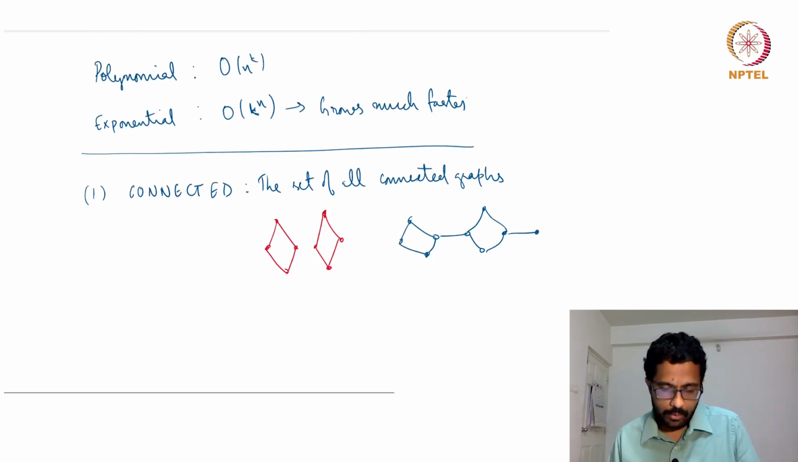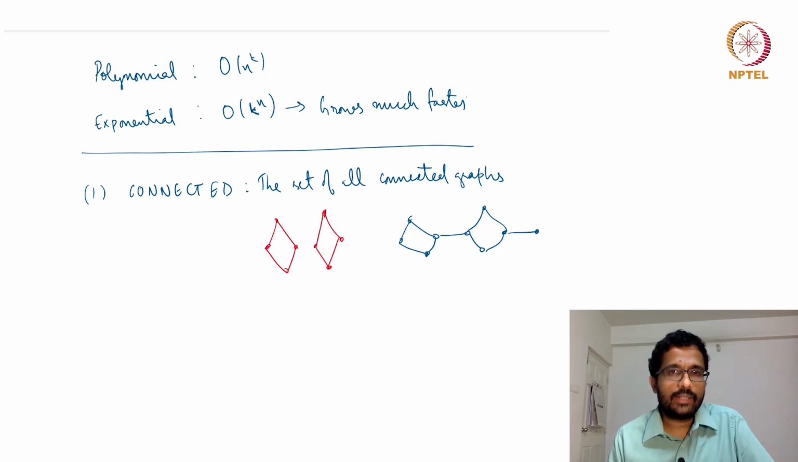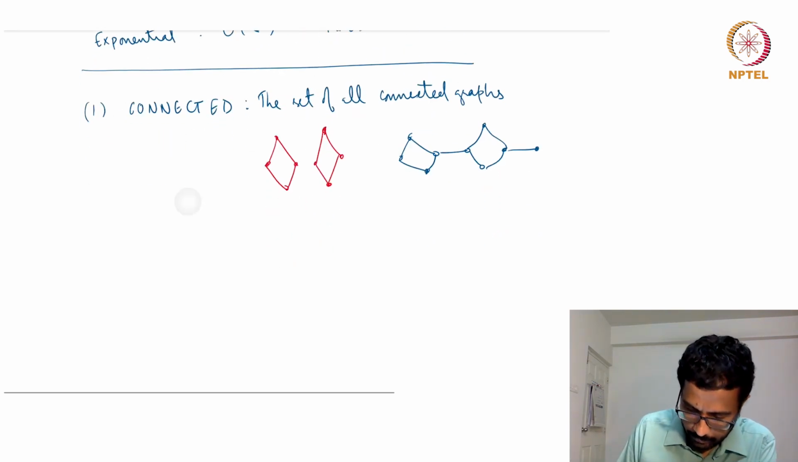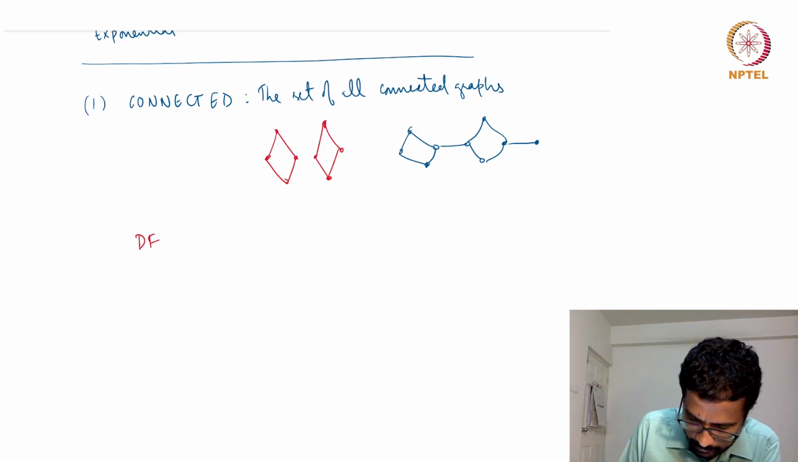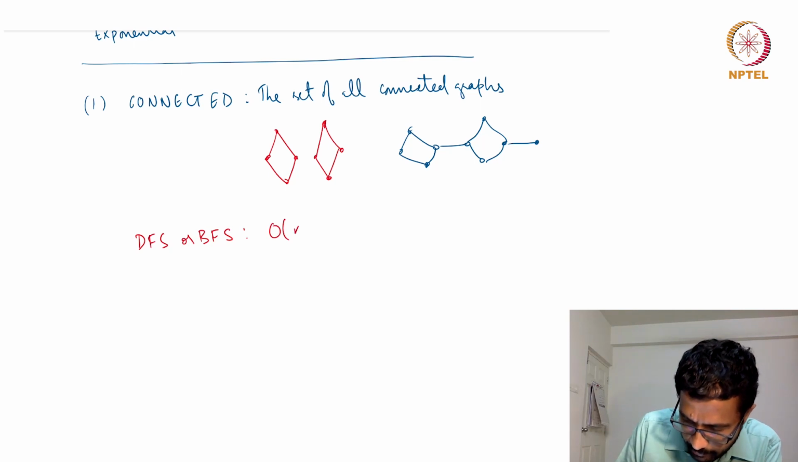So this problem of, given a graph, deciding whether it is connected, is in P, has a polynomial time decider. So how? You may have heard of the traversal algorithms, depth first search or breadth first search. To check whether a graph is connected, all you have to do is run DFS or BFS, right? Both of them take order n plus m time, right?